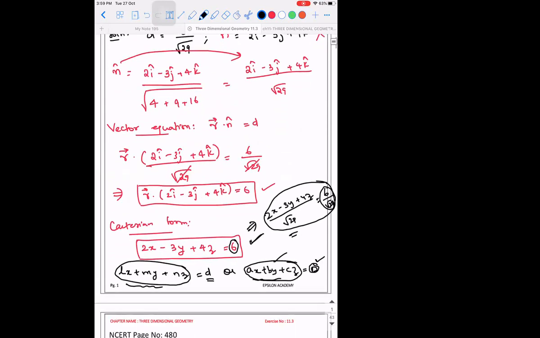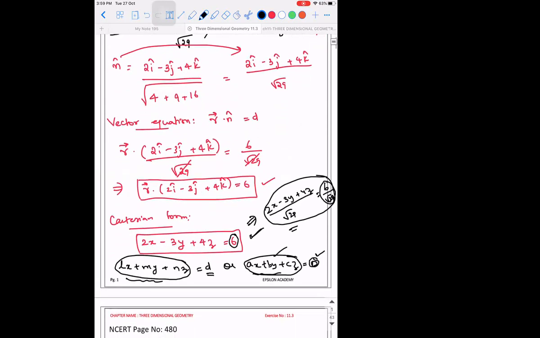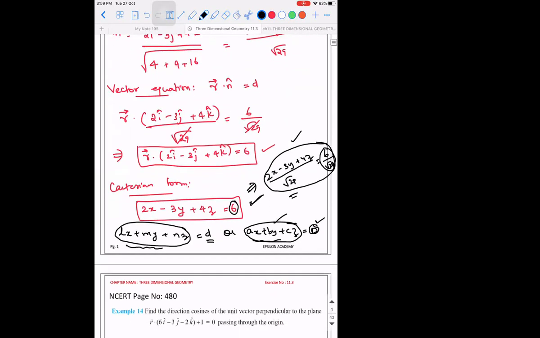Guys, are you clear? Yes, sir. So see, I've seen many of them making this mistake. If you don't have this clarity, there are some problems where you need to calculate the foot of the perpendicular and all. You will not understand. So ensure you're thorough with this. Shall I move on to the next one?